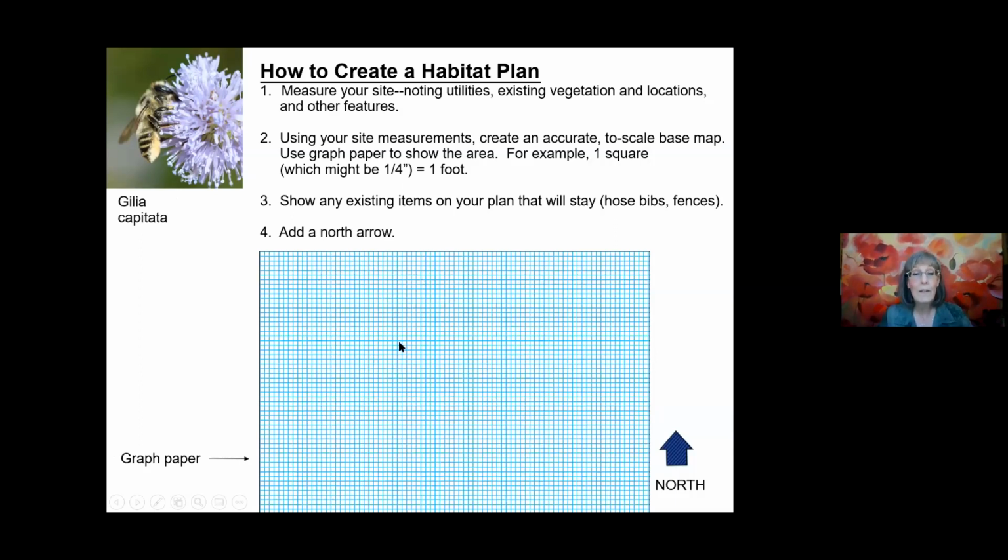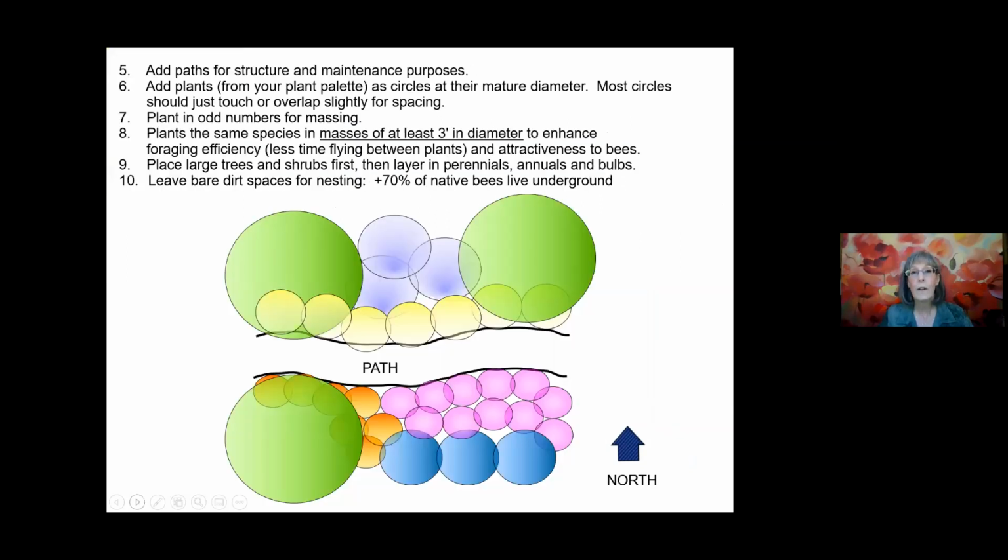show where downspouts are, and then add a north arrow, show which way north is. And once you have that, then you can start adding in structure. Okay, so before you think about any sort of plants, think about how you as a human will be moving through the garden. So lay out your pathways, because you're going to have to get in there and take care of things.